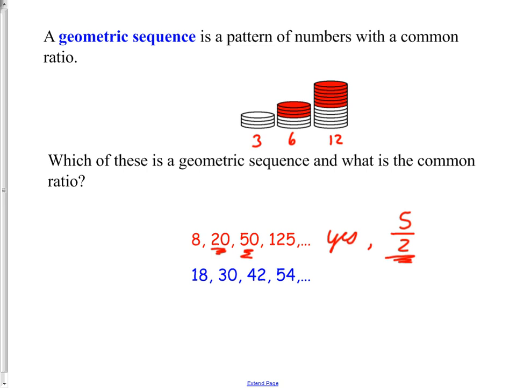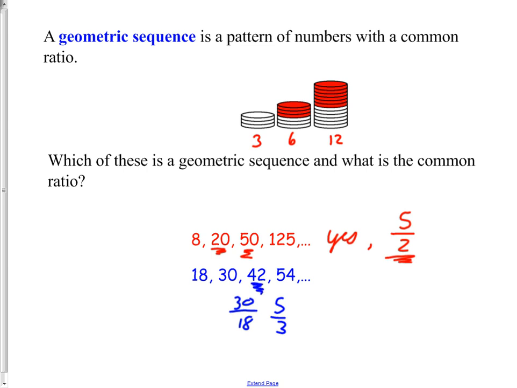In this sequence, we have 18, 30, 42, and 54. So if I'm looking for a common ratio, I could go 30 over 18. 30 over 18 would reduce to 5/3. Okay, so am I multiplying by 5/3 each time? Well, 18 times 5 divided by 3 would be 30. If I take 30 times 5, that's 150 divided by 3. 150 divided by 3 should be 50.